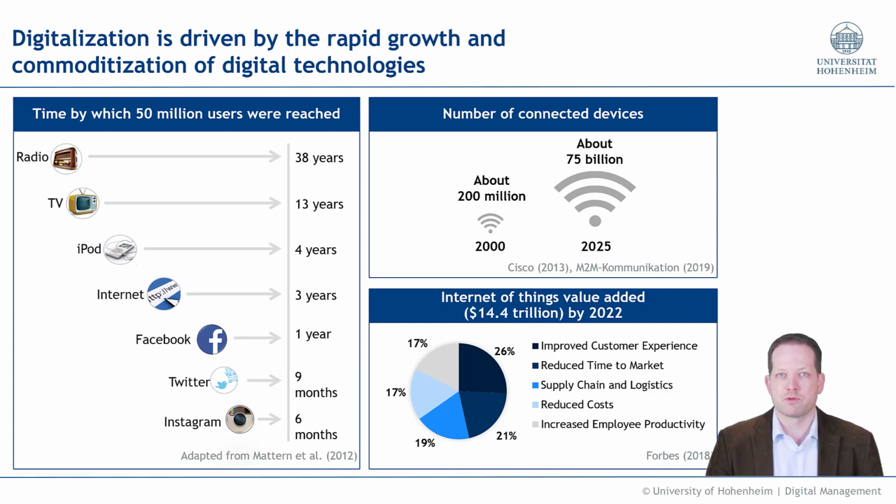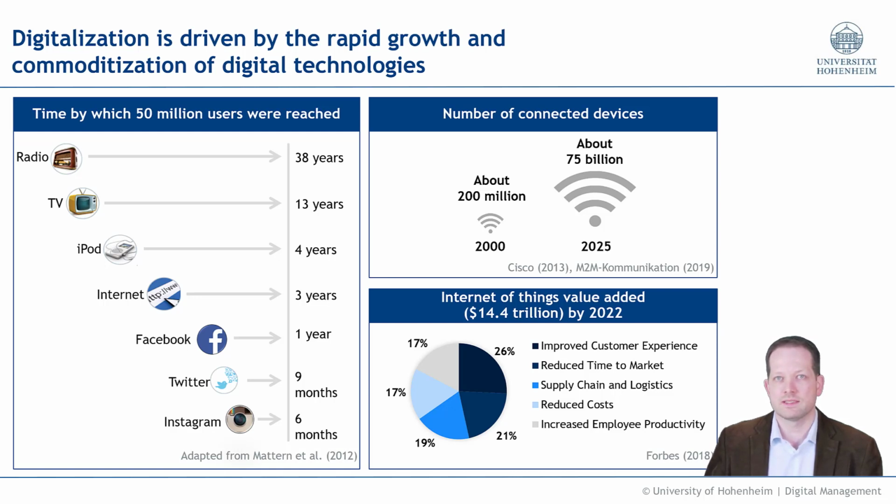What you see here on the upper right-hand side is the number of connected devices. It's estimated that by the year 2000, we had about 200 million devices worldwide connected to the internet. And it's estimated that in 2025, we'll have about 75 billion internet-connected devices on the Earth. That means about 10 internet-connected devices per person. Some of you watching here probably have 10 internet-connected devices. But if you think about the global average of the population, then that's definitely not the case yet. So there's still a lot of growth to come.